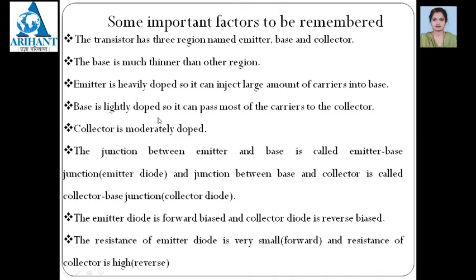Because of this, very few majority carriers are deposited into the base and the remaining carriers are directly passed to the collector, so that collector output should be maximum. Collector is moderately doped. The junction between emitter and base is called the emitter base junction, also called the emitter diode. And the junction between base and collector is called the collector base junction, also called the collector diode. The emitter diode is forward biased and the collector diode is reverse biased. The resistance of emitter diode is very small and the resistance of collector diode is high.